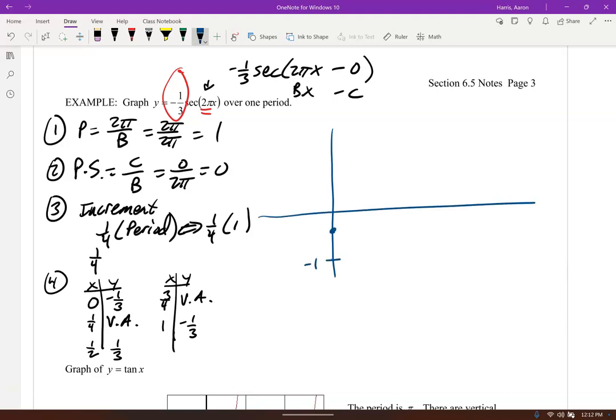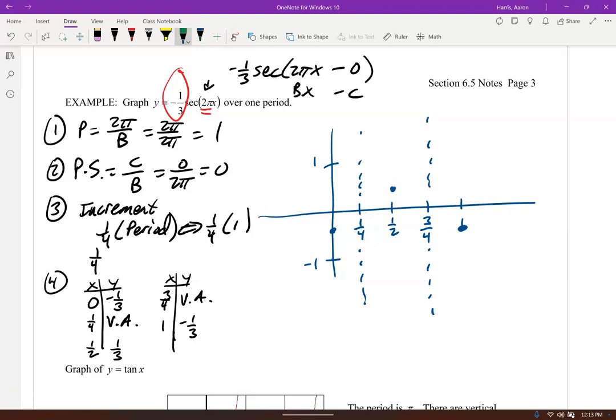So 0, negative 1/3. 1/4, I've got the vertical asymptote. 1/2, I've got positive 1/3. 3/4, I've got another vertical asymptote. 1, back down here to negative 1/3. Right? And we could plot some other points.